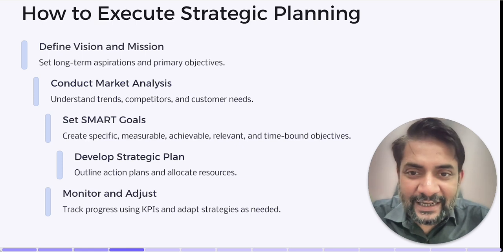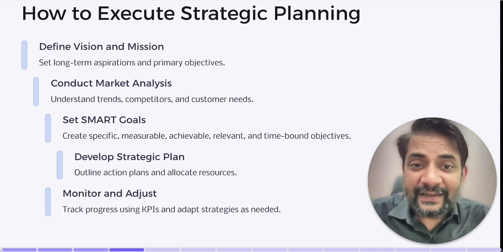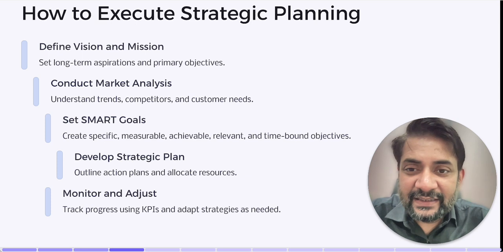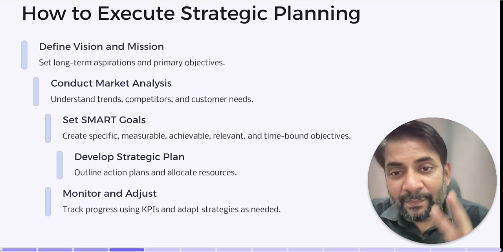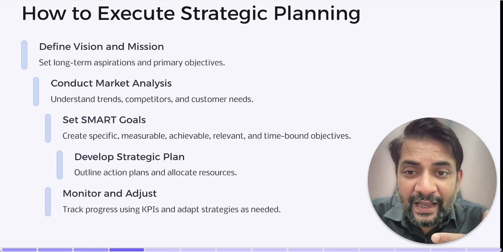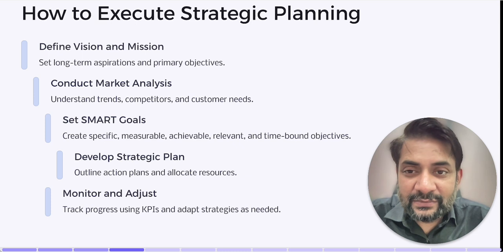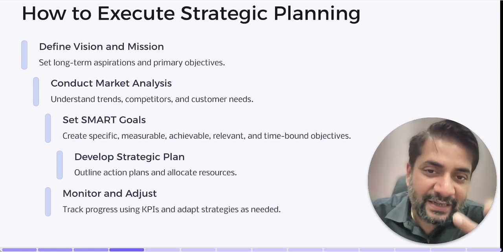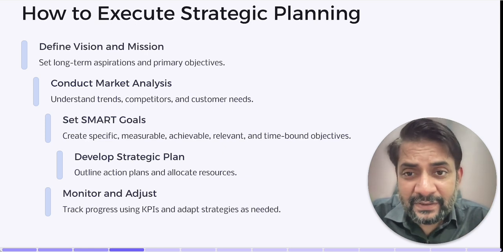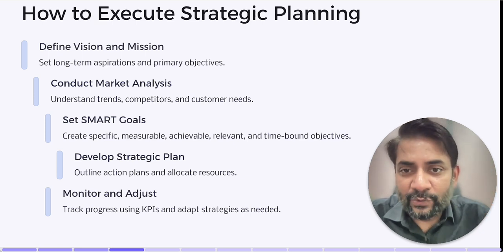Step 2 is to conduct market analysis. How? You understand the market trends, identify current and emerging trends in the industry, you analyze competitors, you assess the strengths and weaknesses of competitors, and then you identify customer needs. You gather insight on what customers are looking for. Step 3, you set SMART goals, being specific, measurable, achievable, relevant, and time-bound. For example, increase user base by 25% within the next 6 months. Now that's a SMART goal.